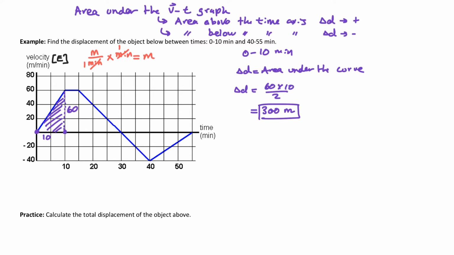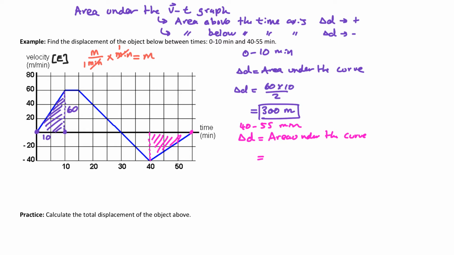We're going to do the same thing for our next question. So the next question is the displacement from 40 to 55 minutes. 40 is right here, 55 is right here. I'm looking at this area, so I'm going to use the area under the curve. You can also say above the curve for this one. I have a triangle again.